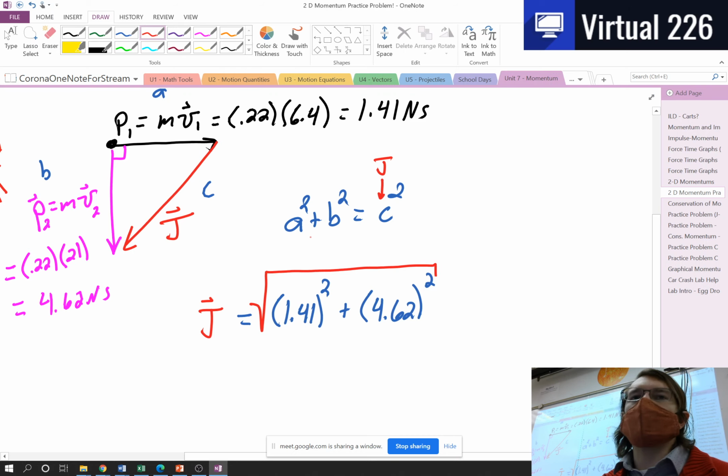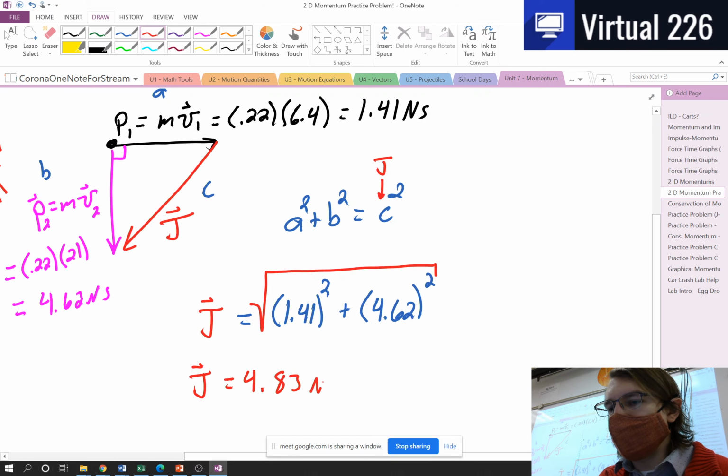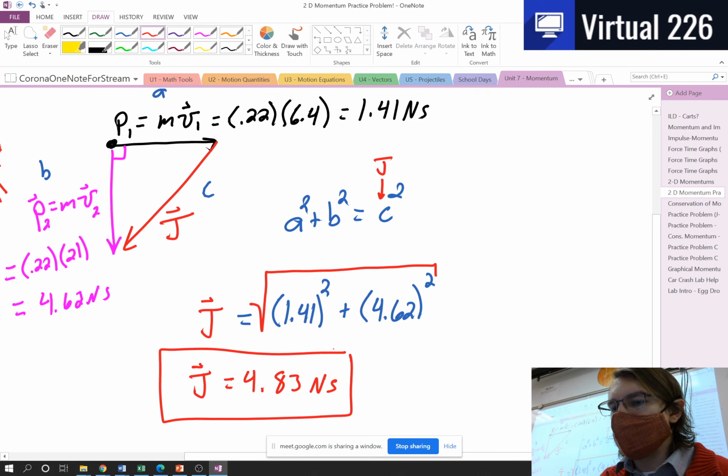And now it's just a matter for our calculator to get this. We want to be careful when we enter this into our calculator. It's very easy for us to make little math errors. I like to take it by steps. So 1.41 squared gives me 1.98 or 1.99. If I add that to 4.62 squared, I get 23.33. And then if I take the square root of 23.33, I get a final impulse here, J, of 4.83 Newton seconds. And that's it. That's all we are looking at for this problem here.